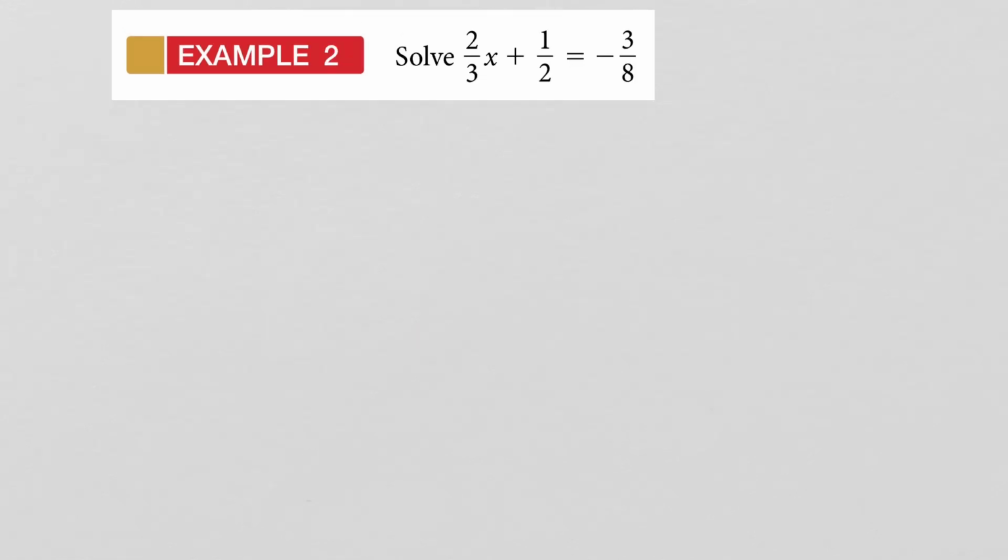Second example, we have another linear equation, 2/3 x plus 1/2 is equal to negative 3/8. When an equation involves fractions, the most effective way to solve that equation is to eliminate the fractions. So let's identify the least common denominator between 3, 2, and 8. It is 24, right? 24 is the smallest number that 3, 2, and 8 all divide into, okay? And that's because 3 times 8 is 24, and 2 is already a factor of 8, right?